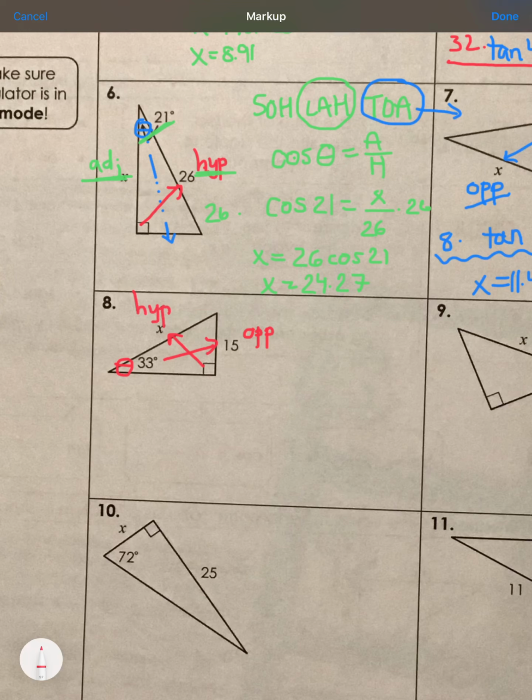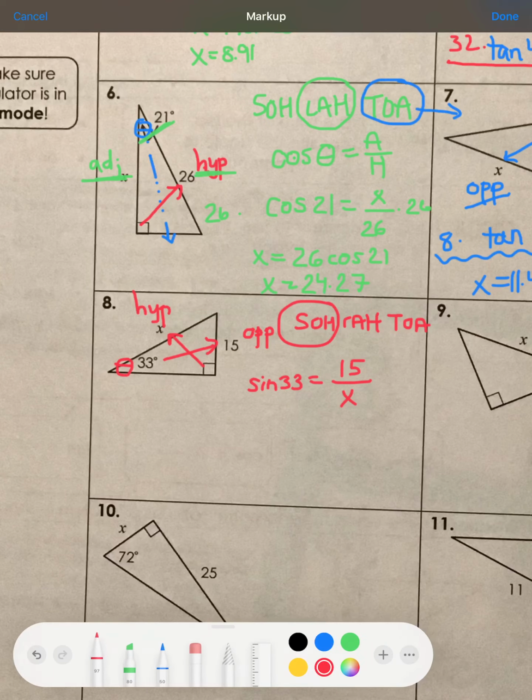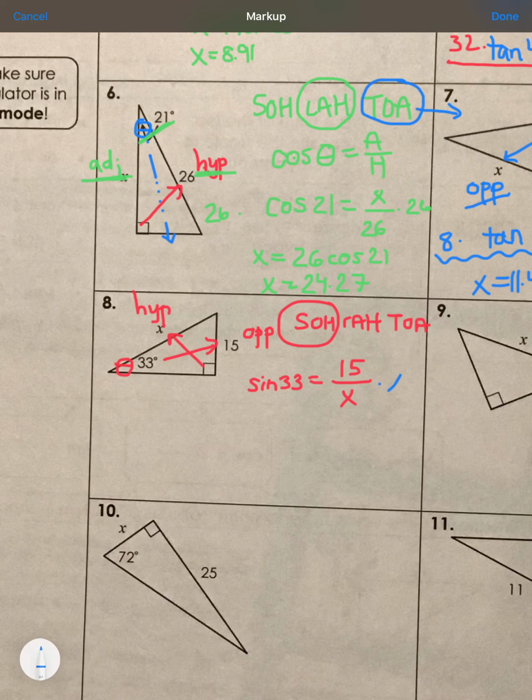Now number 8 is a little bit different than the rest. We still have our theta, we still have 15 as our opposite side, and across from the right angle is our hypotenuse. So for SOHCAHTOA, which one relates the opposite and the hypotenuse? It's sine. So we have sine of 33 equals the opposite, which is 15, over the hypotenuse, which is x.